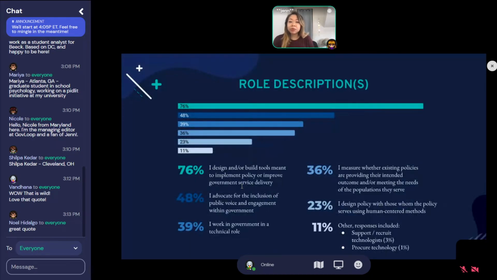And we also asked respondents how they identified as a public interest technologist. So 96% of folks said that they design and or build tools meant to implement policy or improve government service delivery, followed by advocating for the inclusion of public voice and engagement within government, and working in government in a technical role, rounding out those top 3.